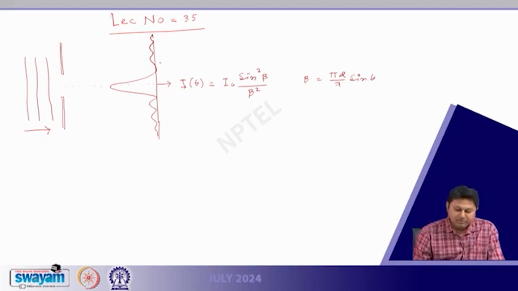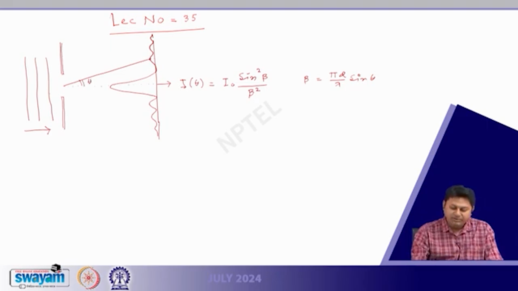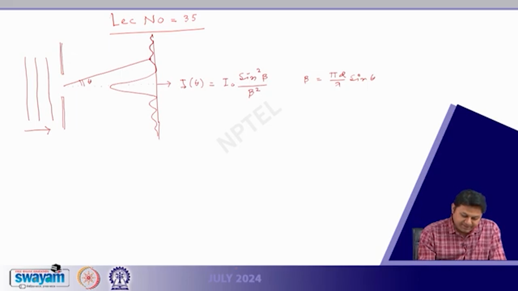For example, if I want to find the intensity at angle theta, this angle is the theta angle and this is the point where the intensity is there. If I put in the value of theta, I get the value of beta, and based on that I can calculate the intensity at that particular theta point, where d is the separation, the width of the slit.